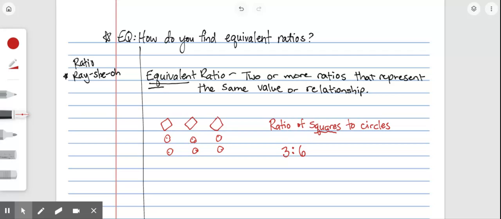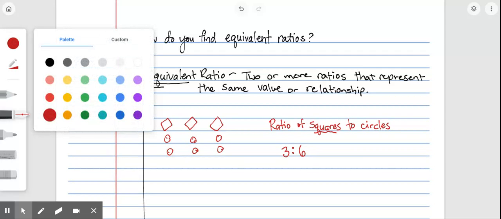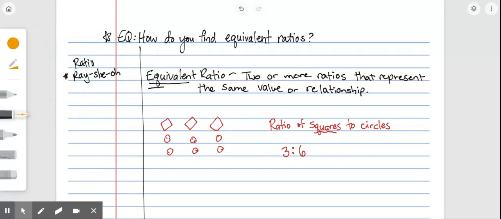However, you may have noticed that there's a little pattern happening here. I can split this diagram into 3 equal groups. Look at that. If I split it equally, then each of these equal groups has 1 square and 2 circles. This one has 1 square and 2 circles, this one has 1 square and 2 circles, and this one has 1 square and 2 circles. Altogether, there are 3 squares and 6 circles.